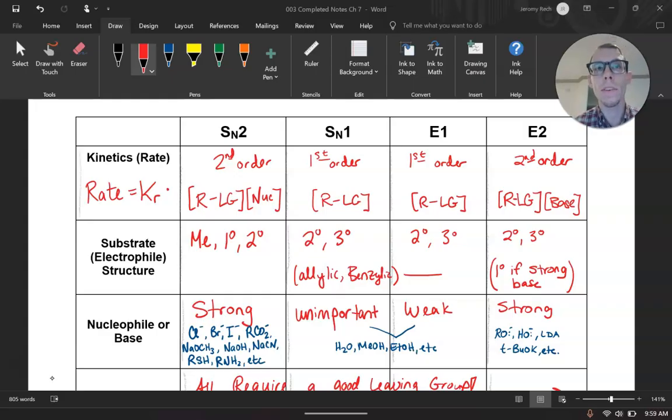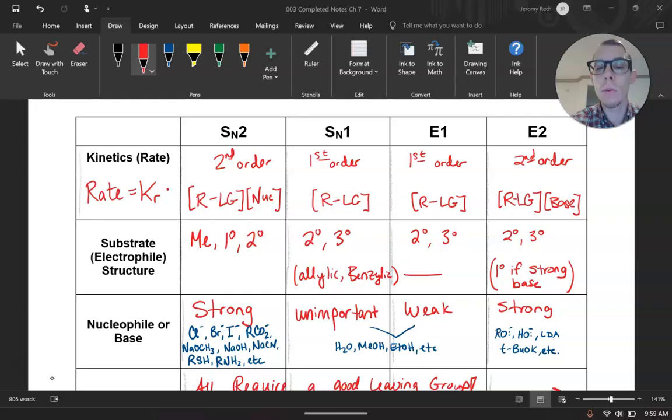The order of the reaction is going to correspond to the number in the name. So our 2s, SN2 and E2, are both going to be second order. And being second order means that their rate is going to equal a rate constant times the concentration of both of the components. That is going to be our substrate, which is our R leaving group, and then either our nucleophile or our base. If it's more nucleophilic, it's going to go SN2, more basic, E2.